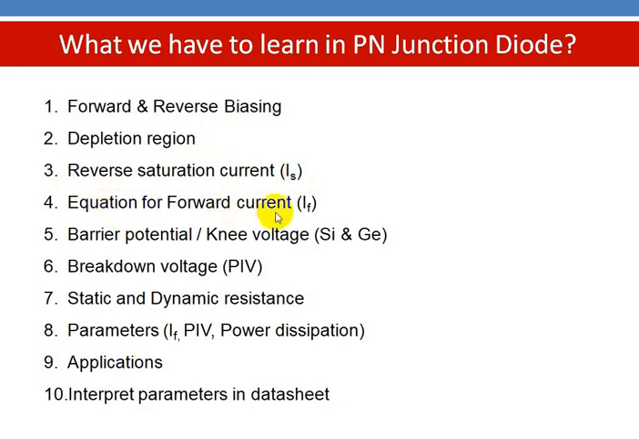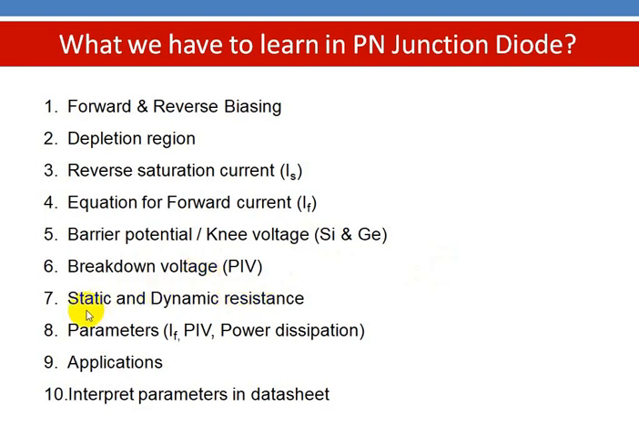Then we should know about the equation for forward current. Then we should know about barrier potential and knee voltage, which is also called cut-in voltage for silicon and germanium. Then breakdown voltage is nothing but the voltage at which the device starts conducting in the reverse direction.